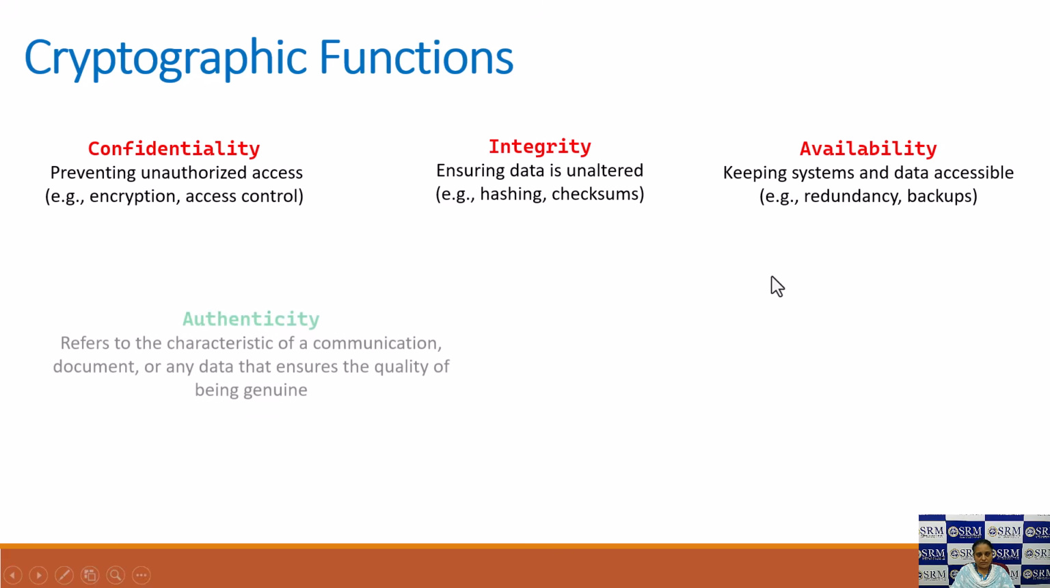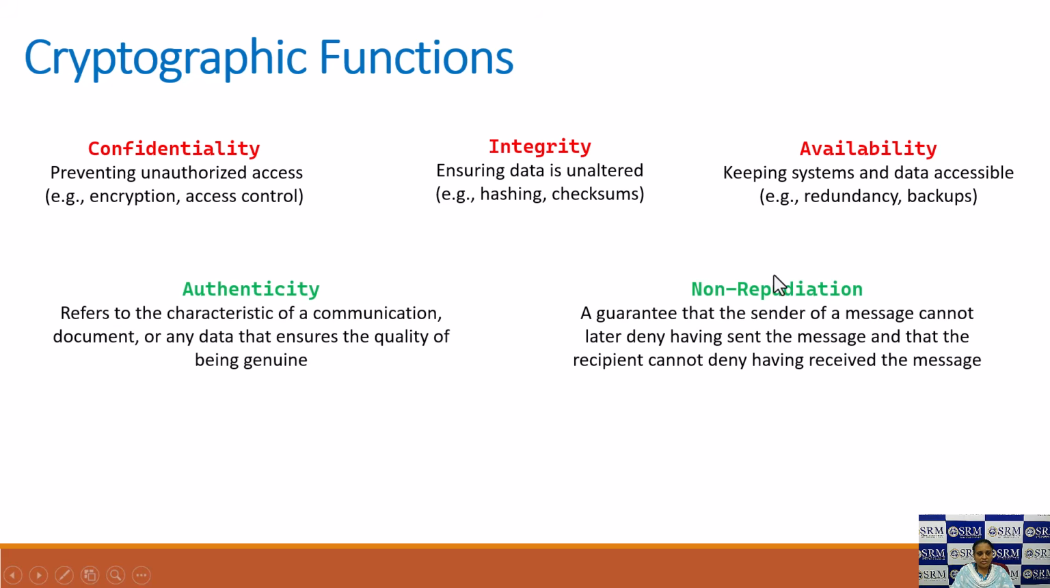The remaining 2 are authenticity and non-repudiation. Authenticity refers to the characteristic of a communication, document or any other data that ensures it is genuine. Right? We have to authenticate that so and so is the person who has sent it, or so and so is the person who is the owner of it. And next is non-repudiation. Non-repudiation means a guarantee. After sending a message or after receiving a message, nobody can say that I have not received it or I have not sent it. Nobody can deny that. That's called non-repudiation.